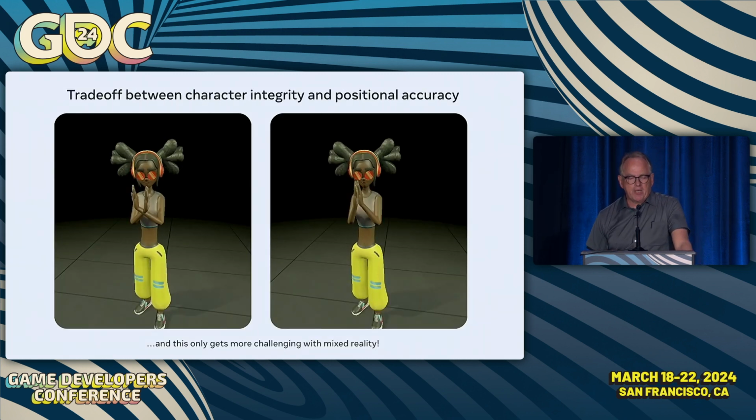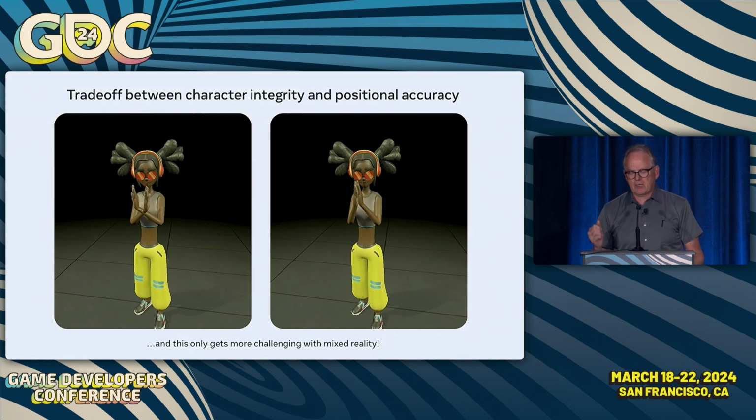Second major challenge: there's a trade-off between the integrity of the character and the positional accuracy. What I mean by the integrity of the character is this: the character was created, in most cases, without any idea that you're now going to try and animate it with body tracking. So the original proportions of the character and the character integrity is keeping it exactly as it looked when the artist created it. So we have character integrity, but then we have positional accuracy.